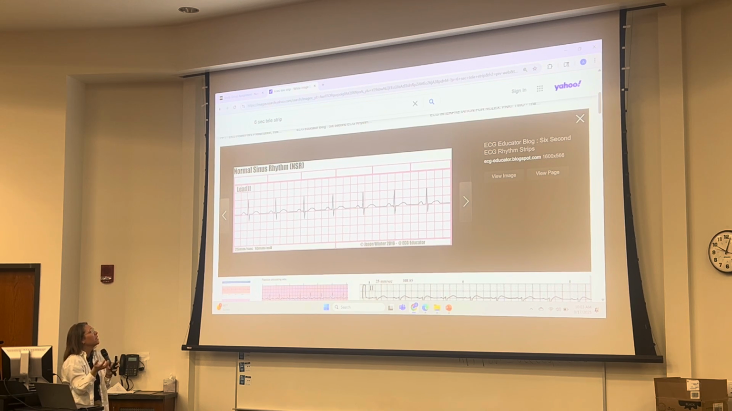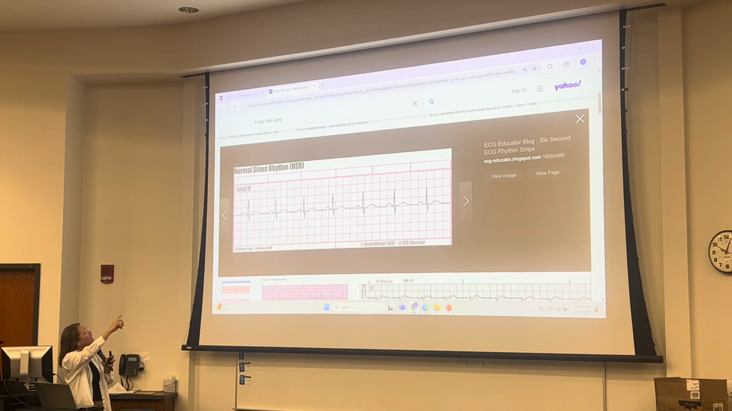So what you're seeing here, each complex, this is a 60-second strip, which is 1 minute. So for each complex, you can see it would be like 10, 20, 30, 40, 50, 60, 70. So just looking at this strip, the 60-second strip, I'm sorry, you can see their heart rate is about 70, okay? Because in this area, there's 7 of those.